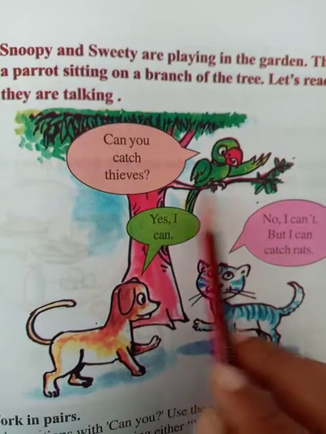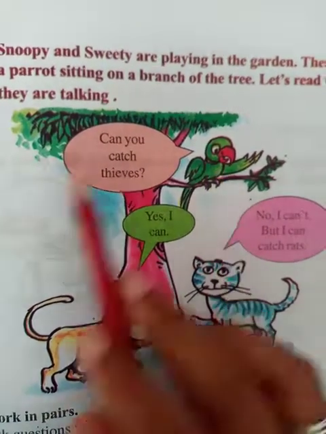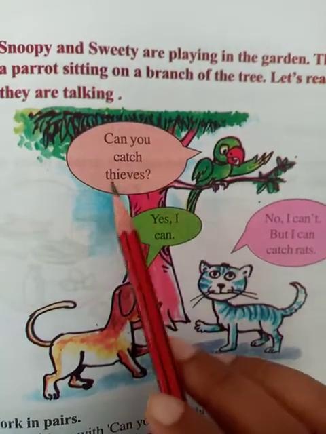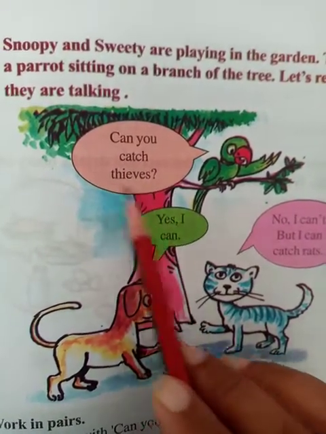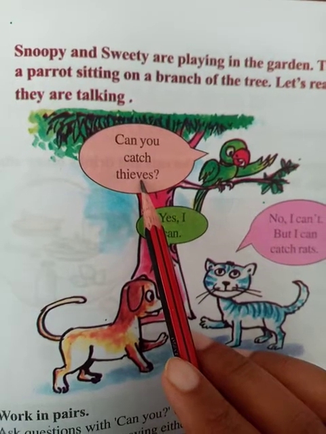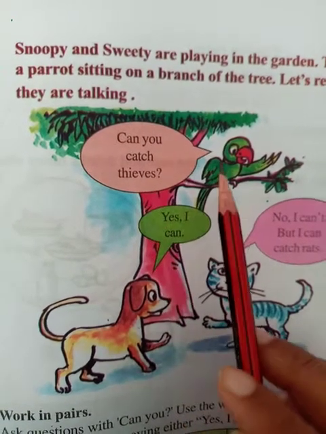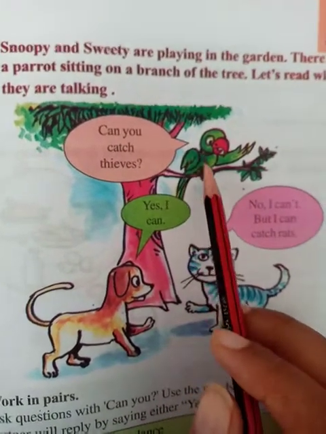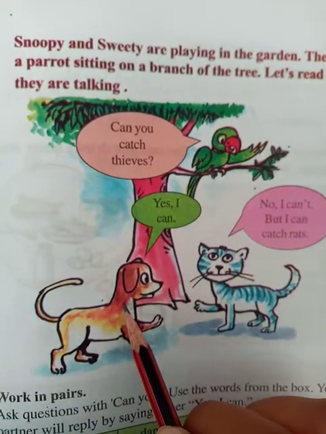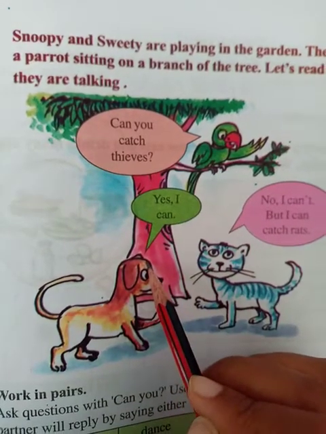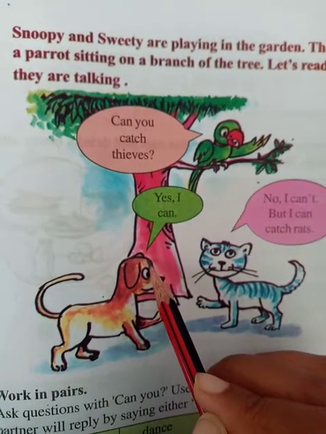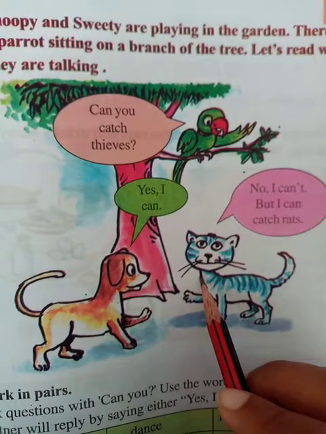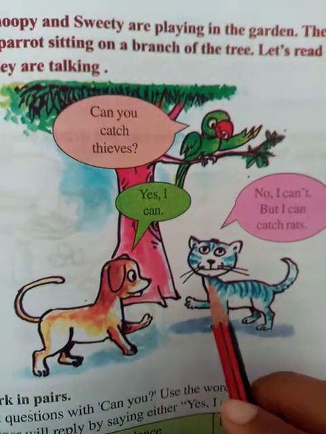What is a branch? It is a comma. Comma means a parrot. What are they talking? See here. What is the parrot saying? Can you catch thieves? What is thieves? It is the plural form of thief. What is the parrot asking? Can you catch thieves? Now what is Snoopy telling? Yes, I can. Some dogs catch thieves. Can a cat catch thieves? No, it can't.